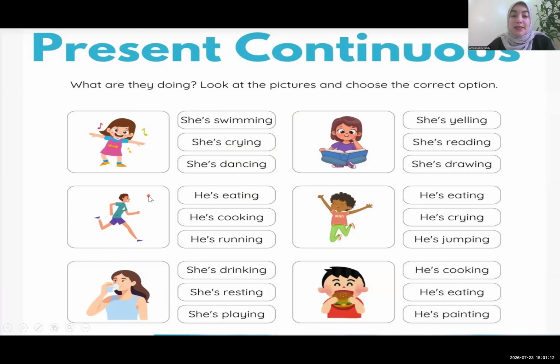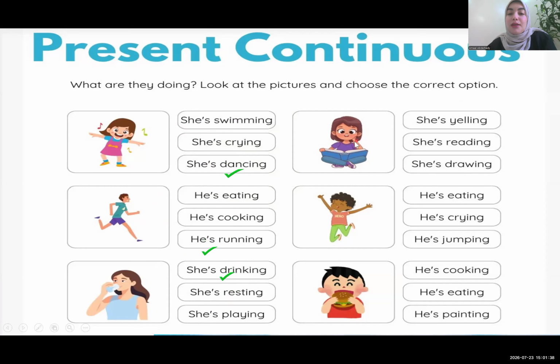Okay, look at these pictures and choose the right answer. Look at this girl. What is she doing? Great. Yes, she is dancing. And look at this boy. What is he doing? Great. He is running. Look at this girl. Amazing. She is drinking water.